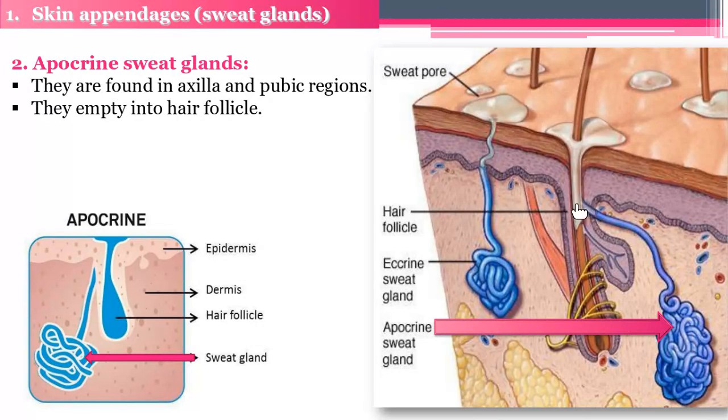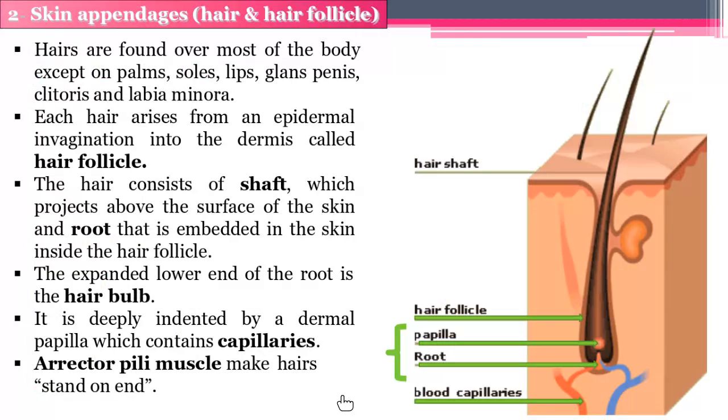See here, where I have put the pink pointer, they are the apocrine sweat glands and they are releasing their secretion inside the hair follicle. This is the difference. And the location is in the axilla and the pubic region. See in the pictorial presentation, they are releasing their secretion into the hair follicle rather than on the surface of the skin. The next, skin appendages and hair follicles.